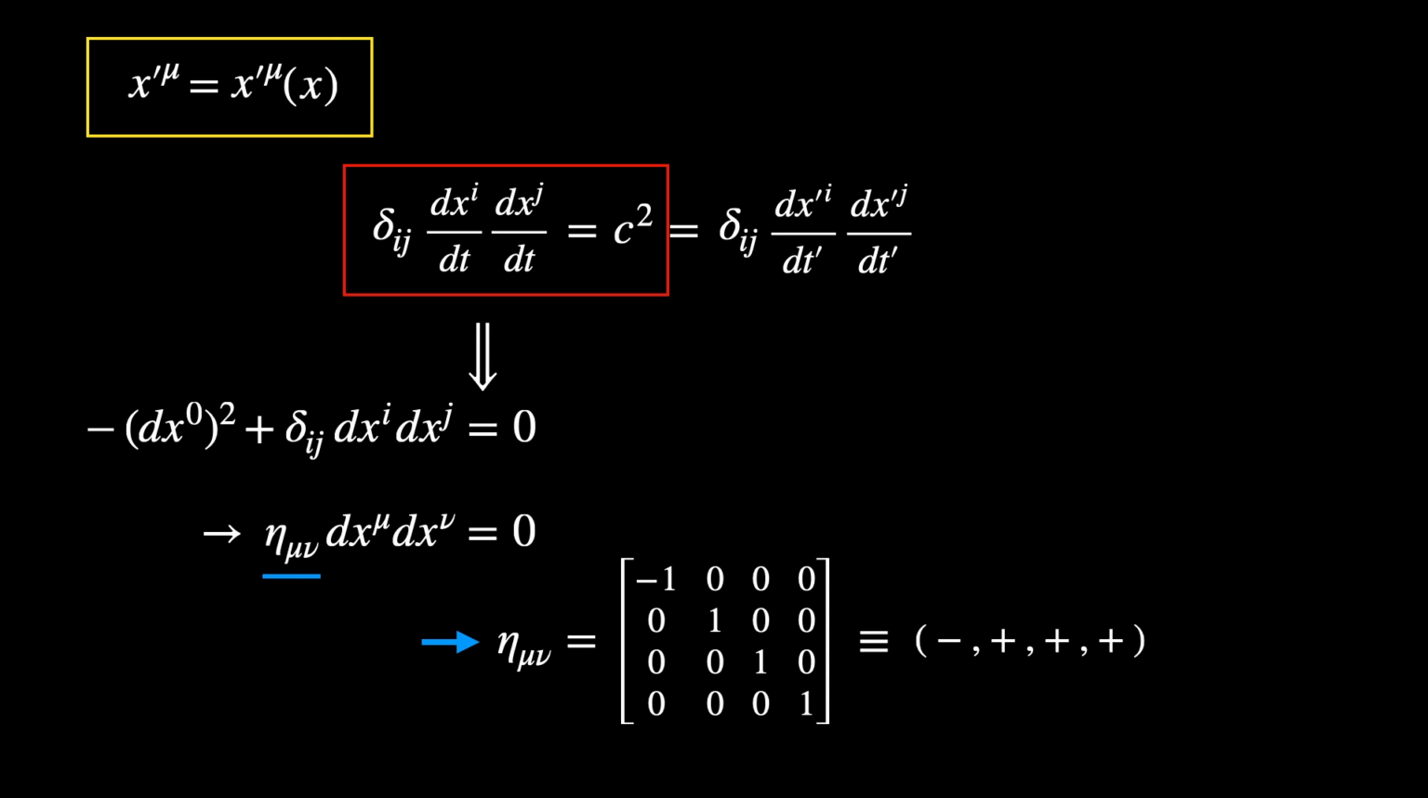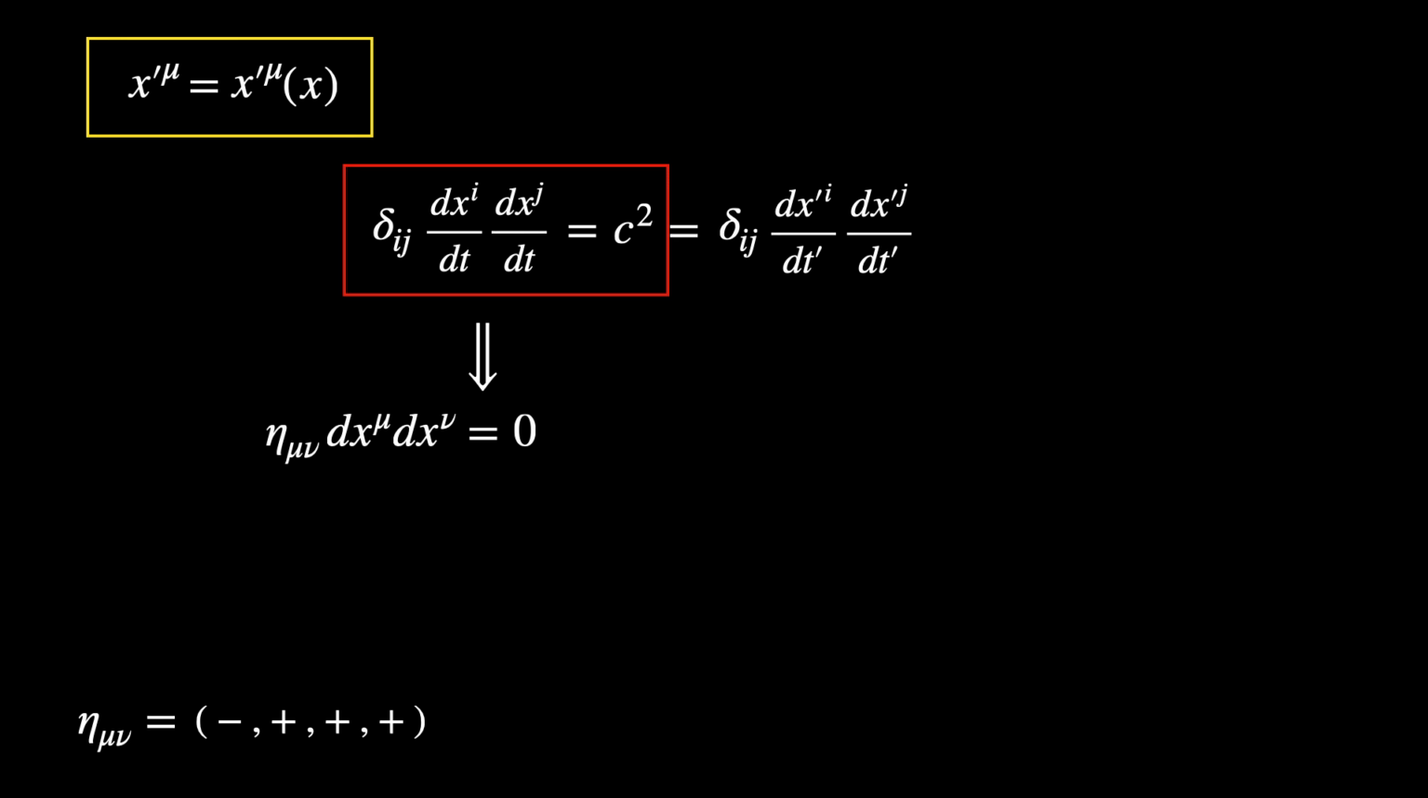This matrix is diagonal, with the value -1 for the time component and +1 for the spatial ones. Eta is what is known as a metric. More specifically, it is the Minkowski metric. A metric provides us with a measure of distance. This equation must hold for any coordinate system.